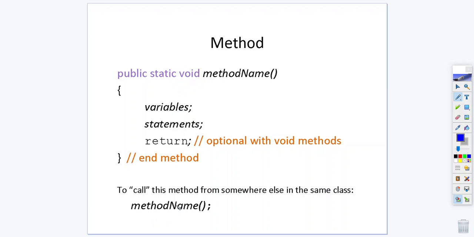So if I wanted to call the method from somewhere else in the same class, notice it doesn't require any parameters, so I don't put anything in the parentheses, and it's not returning any information, so I don't have to assign it back to a different variable, and I don't have to put it in a println statement because it's not going to output any information back to me. And so if that's the method name, that's how I call it. Notice this is how you call it when it's in the same class.